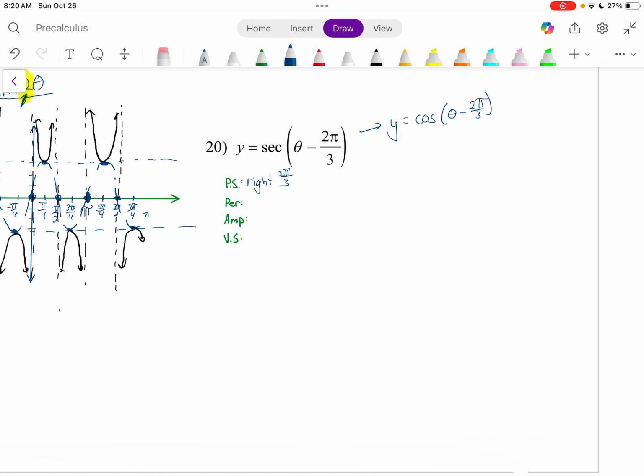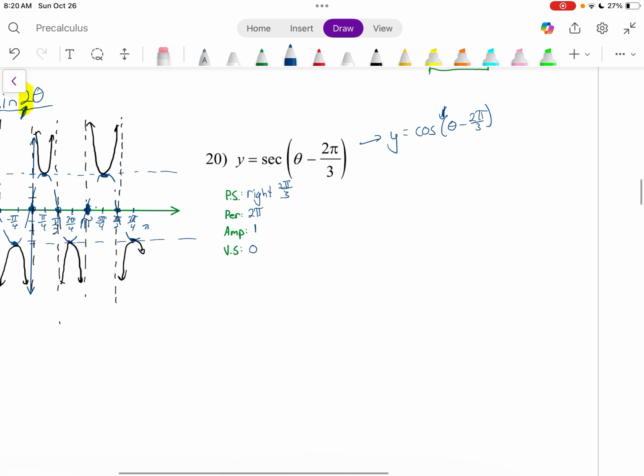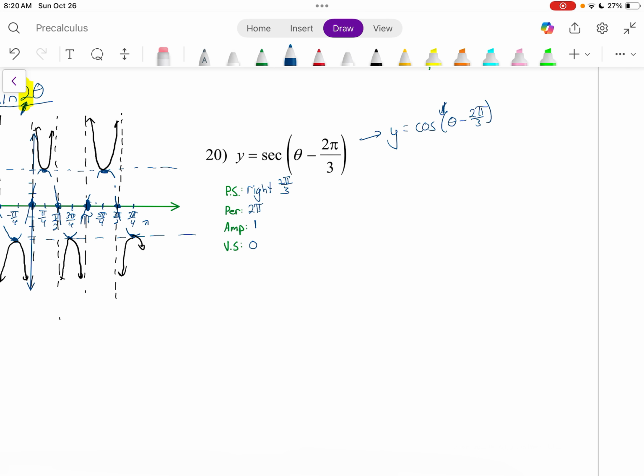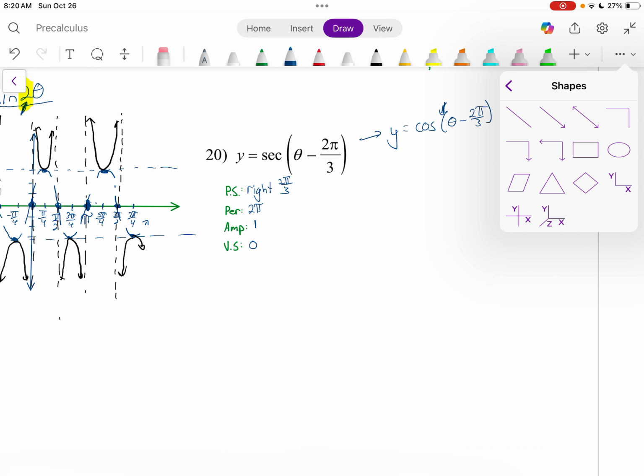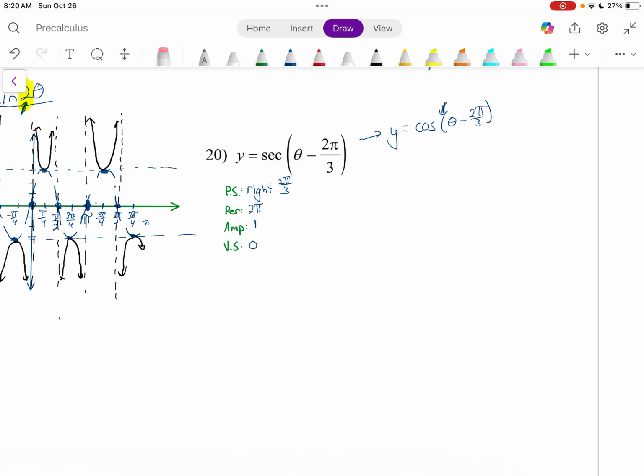The period doesn't change. There's nothing multiplied out here, so this is just 2 pi. The amplitude doesn't change. It's 1, and there's no vertical shift. Now, I didn't put an x-axis in there yet. So I'm going to put an x-axis in here, but I'm not going to put the y-axis in there yet because there is a phase shift. It's a little easier to do.